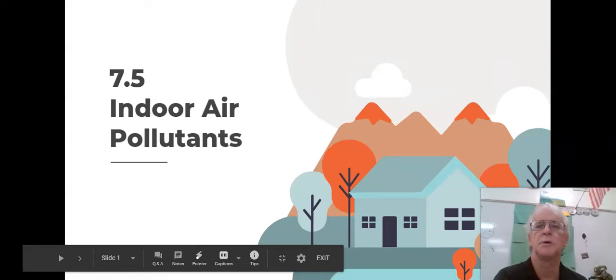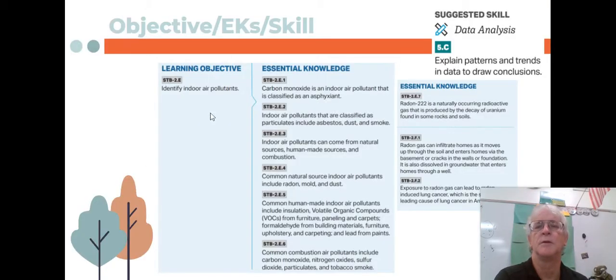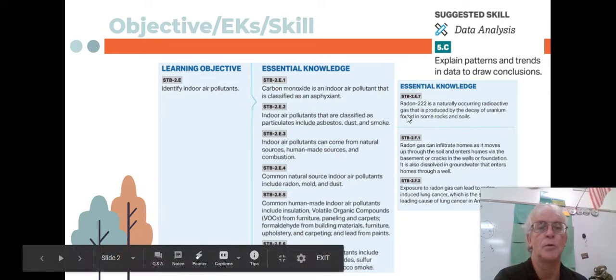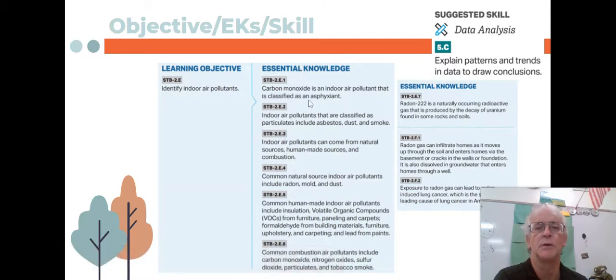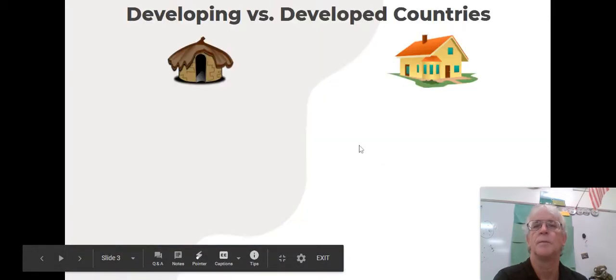Hello, today we're going to be talking about Unit 7, 7.5, Indoor Air Pollutants. The basic thing you need to know is to be able to identify indoor air pollutants, and then there's a whole horde of things that you need to know. Basically, essential knowledge: carbon monoxide, particulate matter, natural sources, human sources, air pollutants such as radon, mold and dust, and so forth.